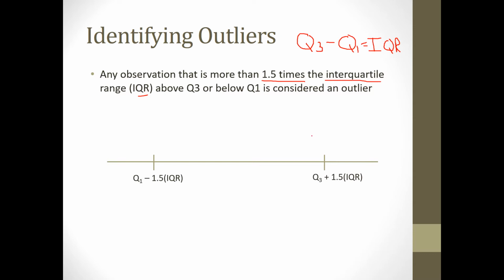So let me write that down. Q3 plus 1.5 times the IQR, and Q1 minus 1.5 times the IQR. If I have my data set, the numbers between these two points are within our range of data. If they're outside of that range, if it's smaller, this is going to be an outlier. Over here, this point and this point are bigger than this, so these are both going to be outliers.